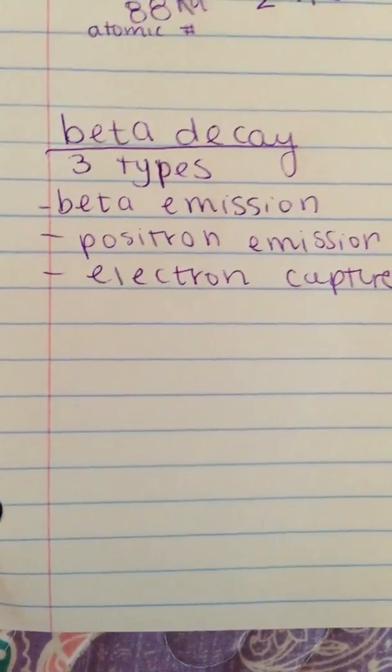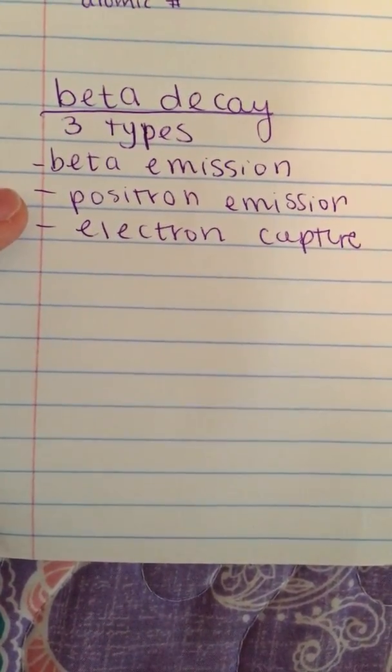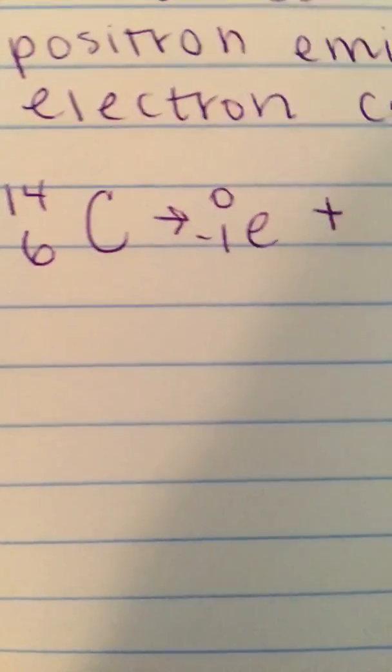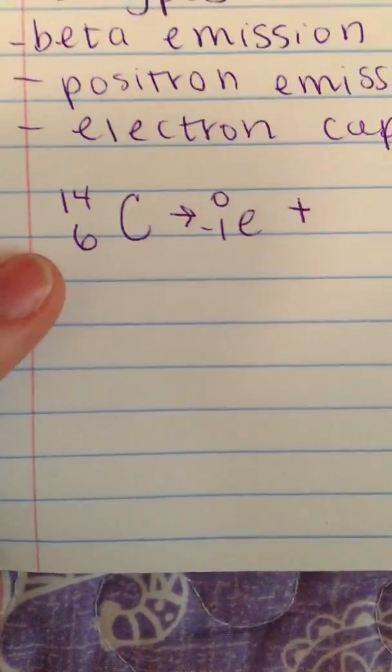Beta decay is a little more complicated. It's essentially the same thing, just with different numbers, and there's 3 types: beta emission, positron emission, and electron capture. So this is an example of beta emission.